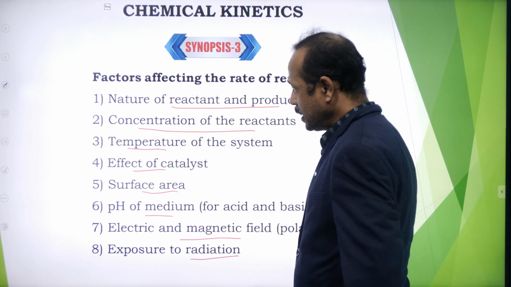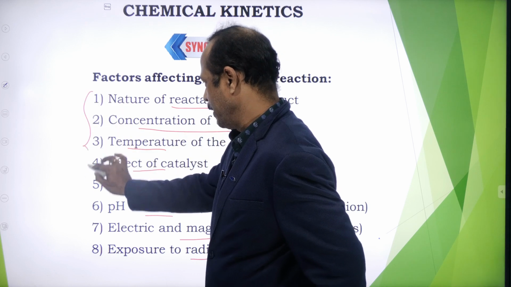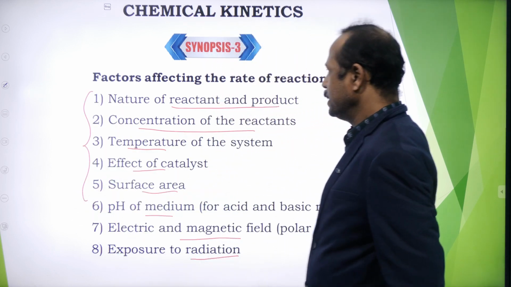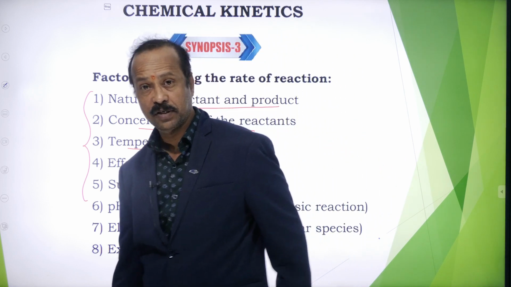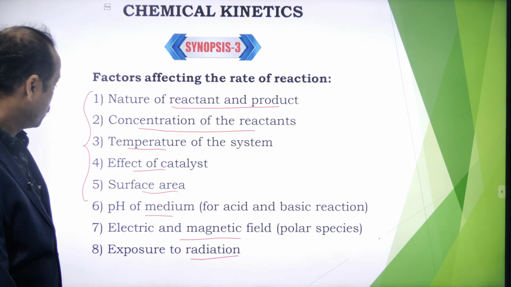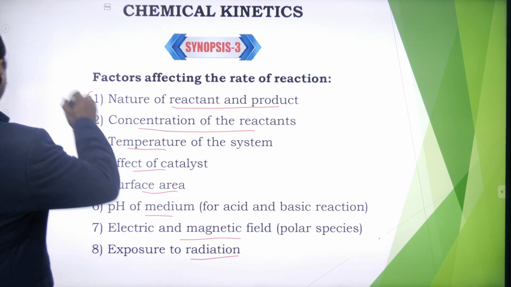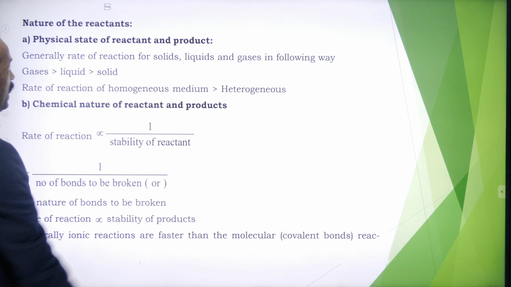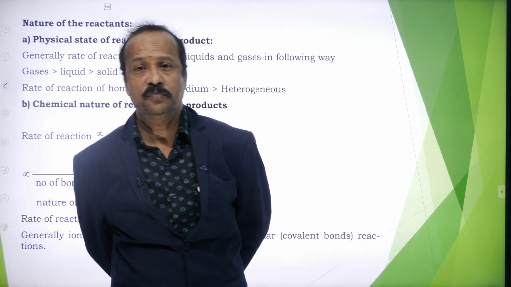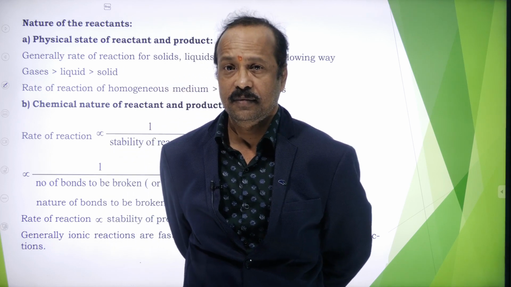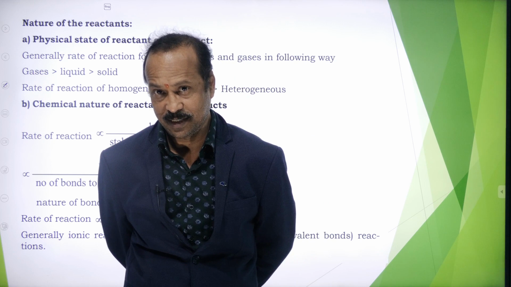But students, here in our class, we are going to discuss only the first five factors. One is nature of reactants and products, concentration of the reactants, temperature, catalyst, and surface area. Now let us see the first one, nature of reactants. The nature of reactants depends on the physical state of the reactants. Physical state means what? They are solids, liquids, or gases.